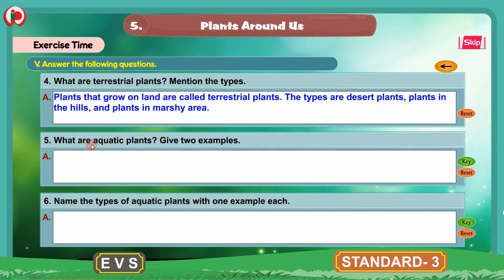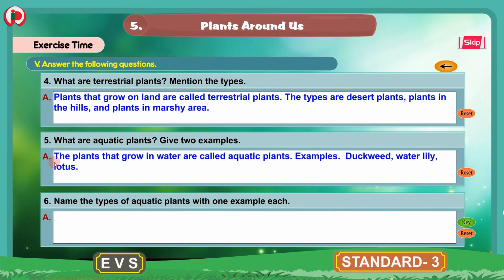5. What are aquatic plants? Give 2 examples. The answer for this is: the plants that grow in water are called aquatic plants. And the examples are duckweed, water lily, lotus. So the plants which grow in water are aquatic plants. And the examples of aquatic plants are duckweed, water lily and lotus.